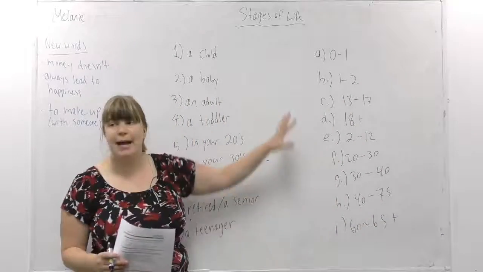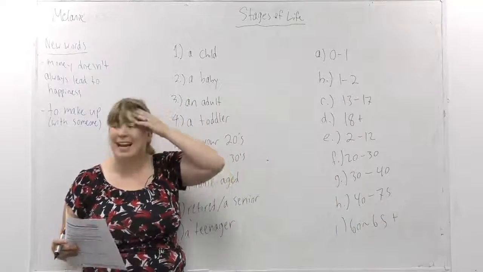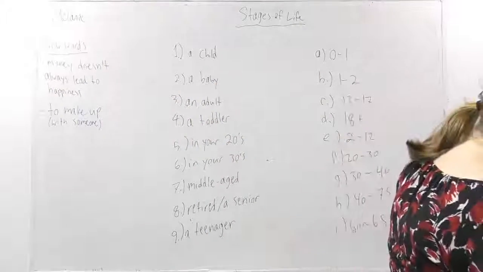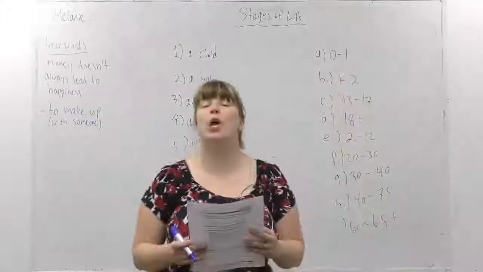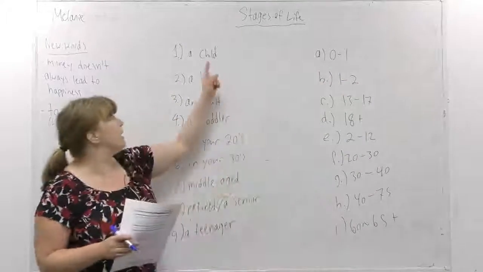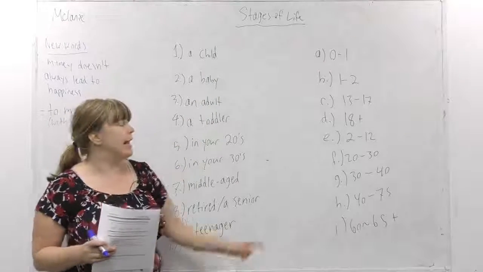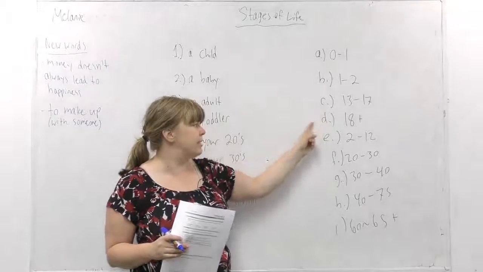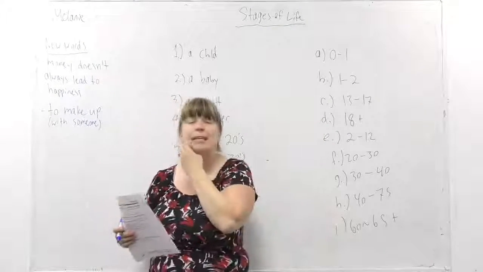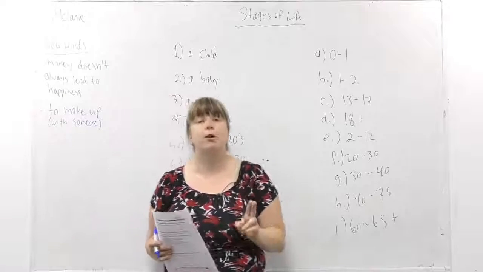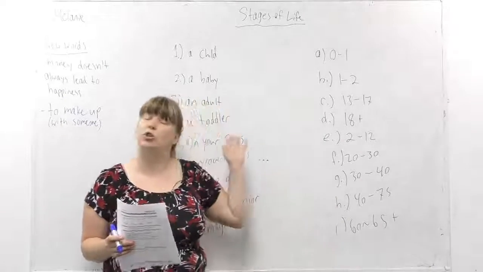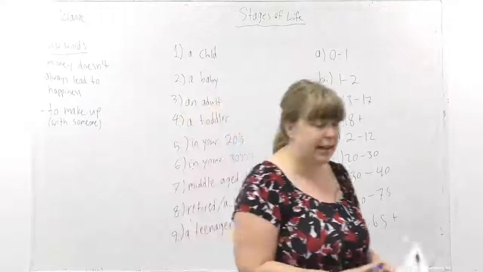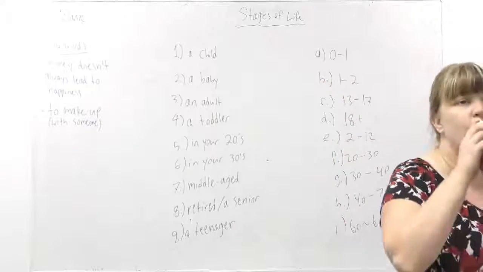Okay, so we want to match these up with the correct numbers. You guys ready to do this? Okay, if you're watching live, I want you to please play along, okay? So, number one, a child. So what age range is a child? 0 to 1? 1 to 2? 13 to 17? What do you guys think? So please type in your answers now. If you're watching this as a recording, please still try to do this activity together, okay? All right, so let's see. I'm gonna let you guys go ahead and answer the question while I drink water.